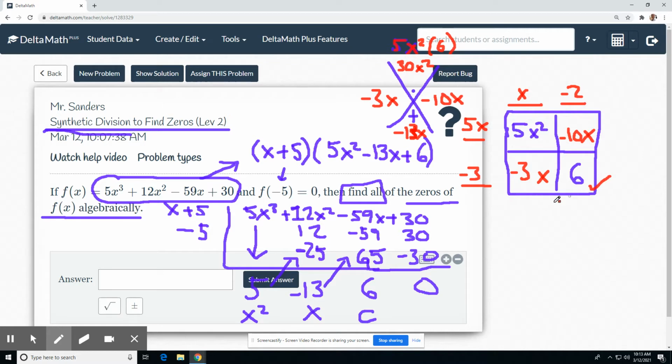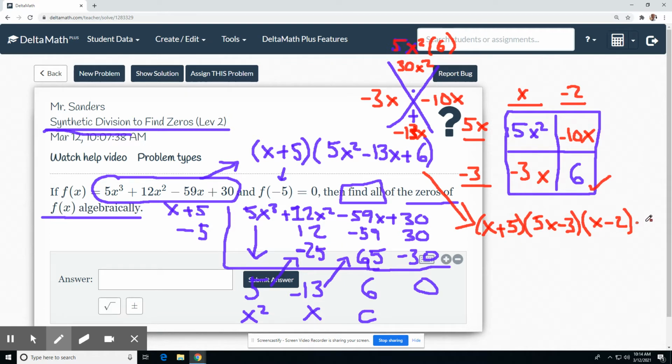And yes, it does. So that means now this turns into, we still have the x plus 5 in front, times, and these are the two factors here, 5x minus 3 and x minus 2. So it does factor. That means your other two solutions are going to be real solutions.